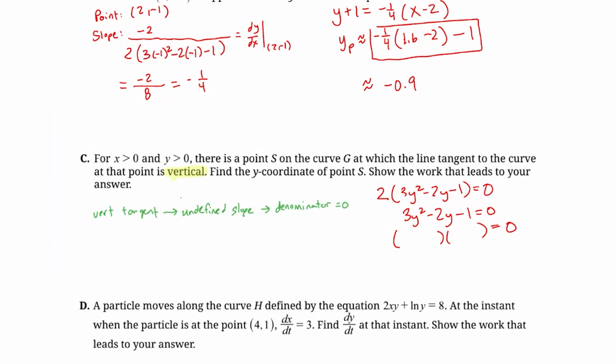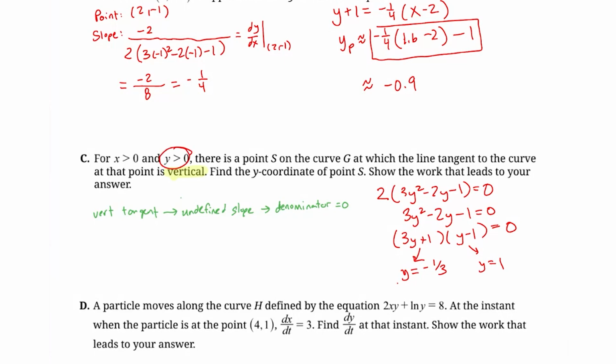Moving forward, I know I can stop saying they're mostly going to be 1, because this one clearly is not. It does factor pretty nicely, though. We get 3y plus 1 times y minus 1. Using the zero product property, we can set each one of those equal to 0 and solve them individually. We get y equals negative 1/3 and y equals 1. Now, we're really only looking for positive values of y.